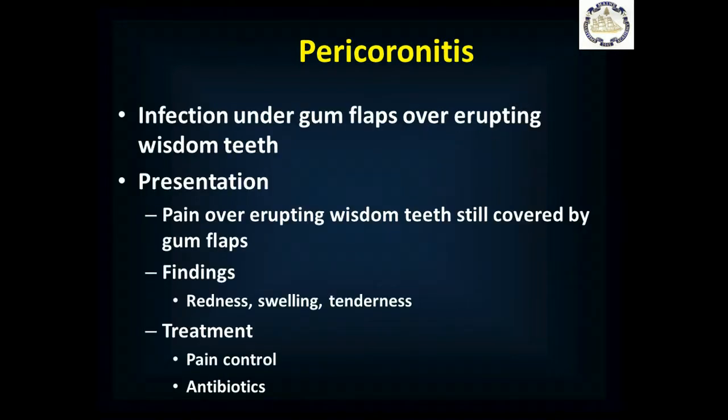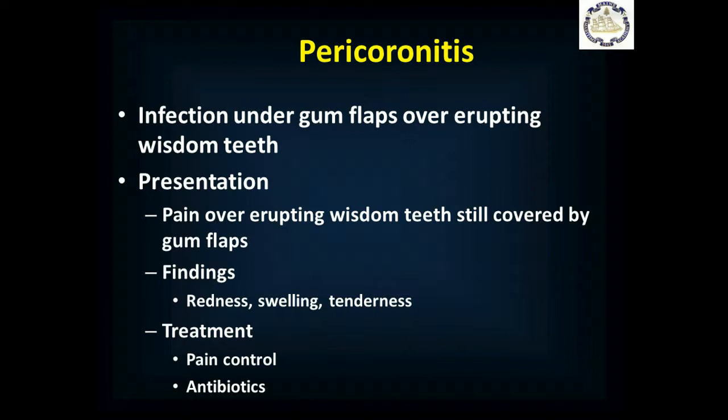In pericoronitis, if people's wisdom teeth haven't erupted all the way out, as they start to come out, they can cause pain. That's not a big deal. But if the gum flaps get infected, they can form an infected pocket between the gum flap and the top of the tooth. So they'll have pain over the erupting wisdom teeth where they're still covered by gum flaps, and when you examine them, they'll have some redness and swelling and tenderness. Often you'll look and it looks just like everything else, and that's just the pain of the tooth itself moving. But if it's infected, it looks very different there.